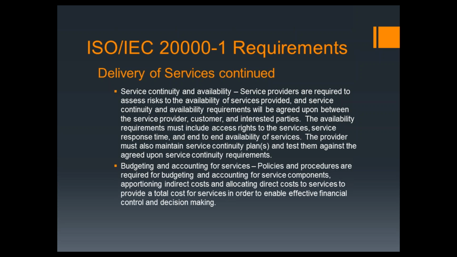And then the budgeting and accounting for services. So this section talks about the policies and procedures that are required for budgeting and accounting for service components, including apportioning indirect costs and allocating direct costs to services to provide a total cost for services in order to enable effective financial control and decision making.